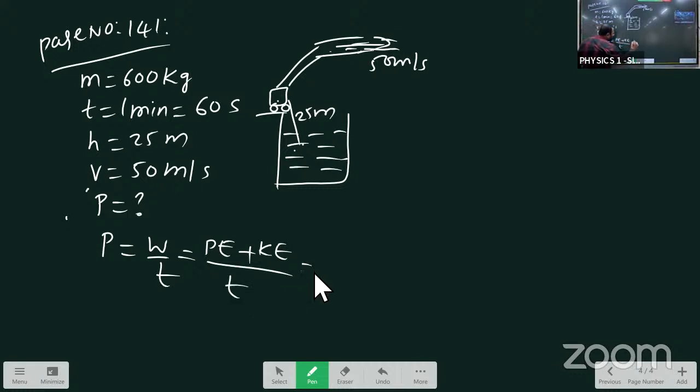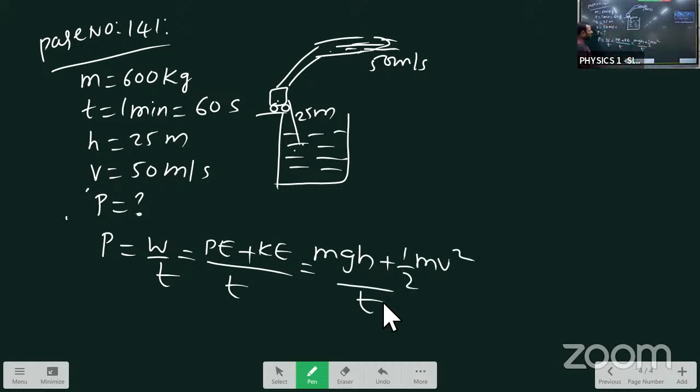What is the potential energy formula? mgh, h value they give, plus kinetic energy formula half mv square, divided by t. M is 600 kg, g is approximately 10; in the annual examination they always give g value 10, and h equals 25. Actual g value is 9.8 meter per second square. And what is the velocity of water? 50 meter per second. From this data, we calculate the power of the motor.